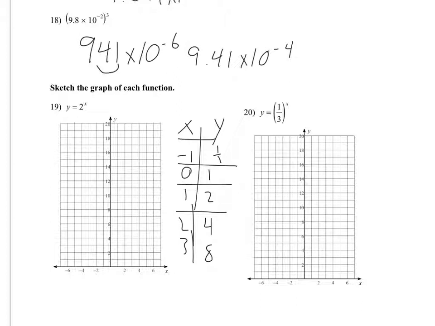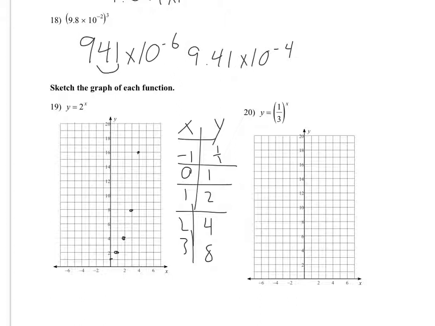All right, now this will be kind of tricky to show. 0, 1 is right in there. 1, 2 is right there. 2, 4, 3, 8. And honestly, if I went to 4, I'd get 16, you don't have to go that far, but just kind of get a general gist of the graph.